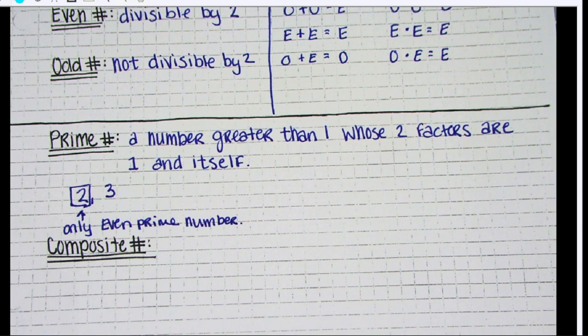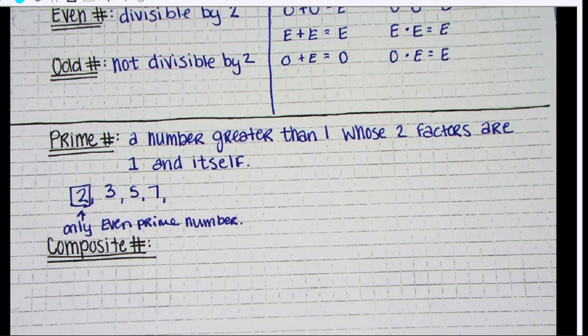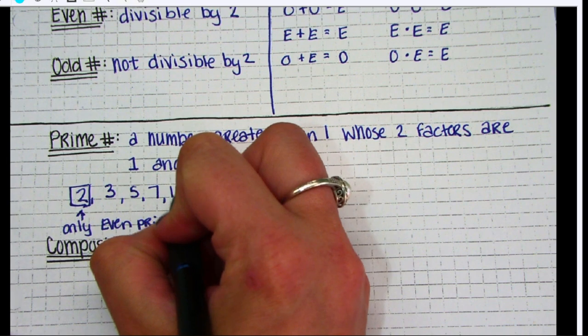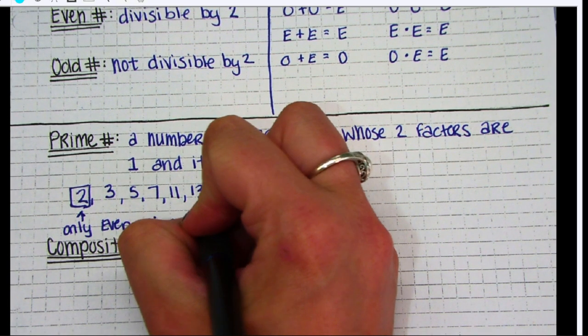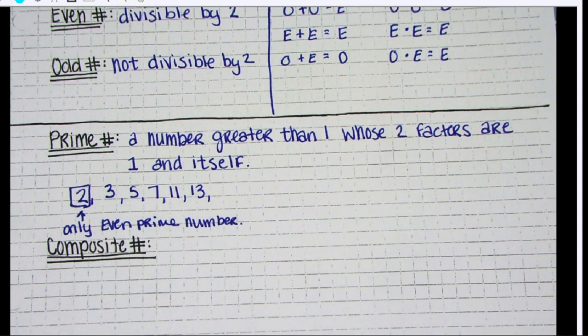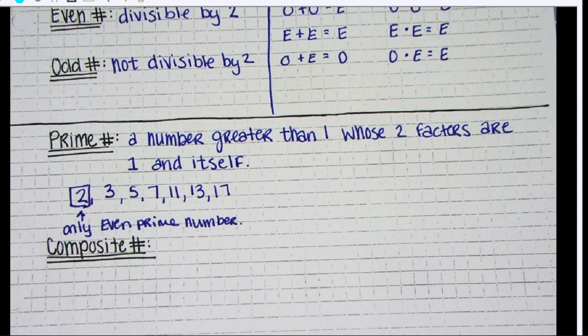Okay, so then we've got 3. What's the next one? 5. 1 times 5. Then 7. What's next? 11. It's not 9 because how do we get 9? 3 times 3. So that's composite. So 11. What's next? 13. Then what? 17. Because remember, 15 is 5 times 3. So keep that in mind.